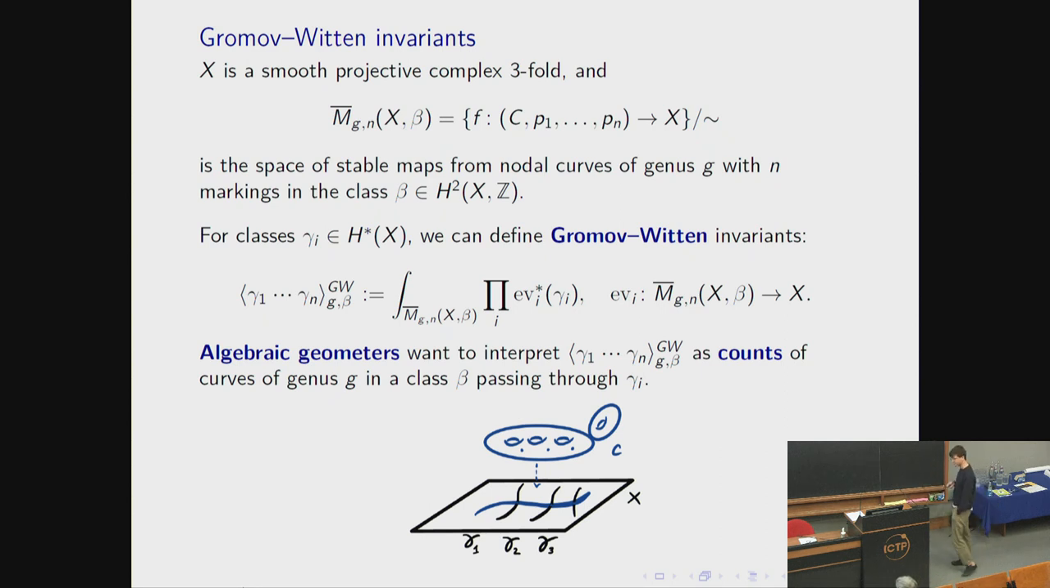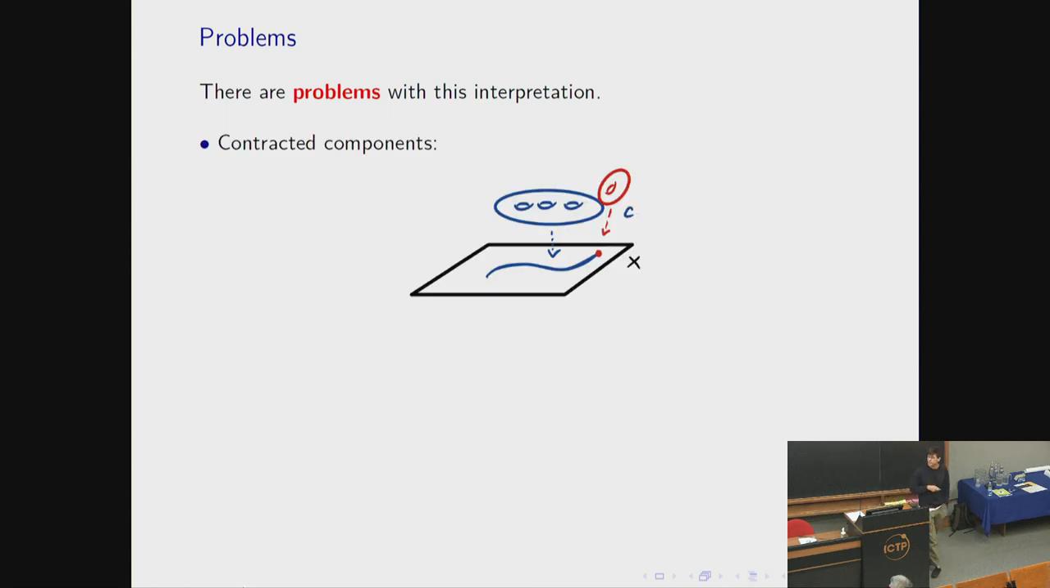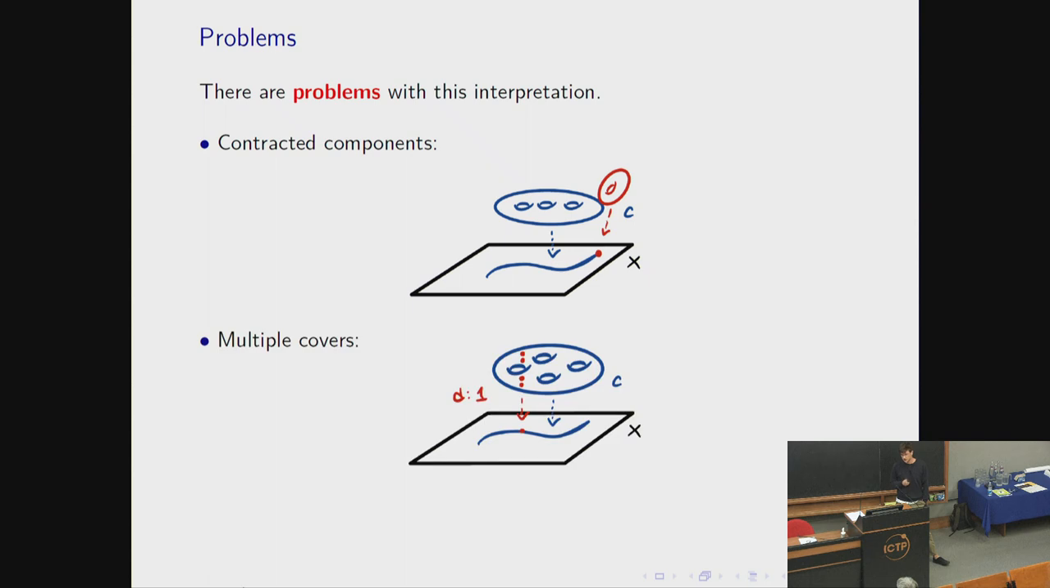But already from this picture, you can see there is a problem with this interpretation. What is the problem? In the space of stable maps, there will be contracted components: maps from curves such that one of the components is contracted to a point. And then there will be so-called multiple covers: maps from curves that map d-to-1 onto their image. We call these multiple covers.